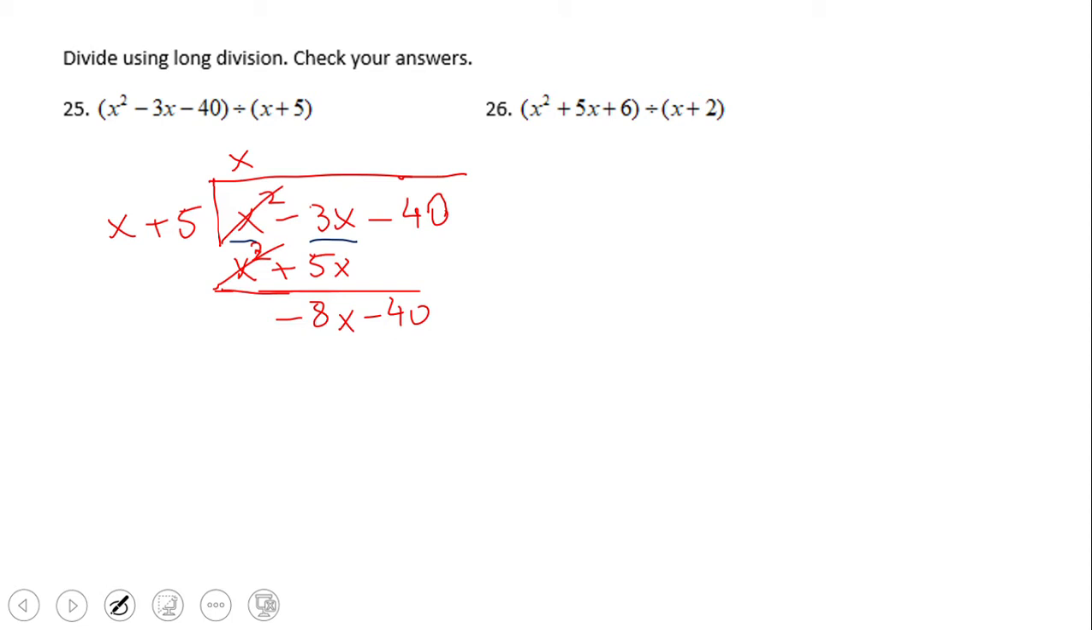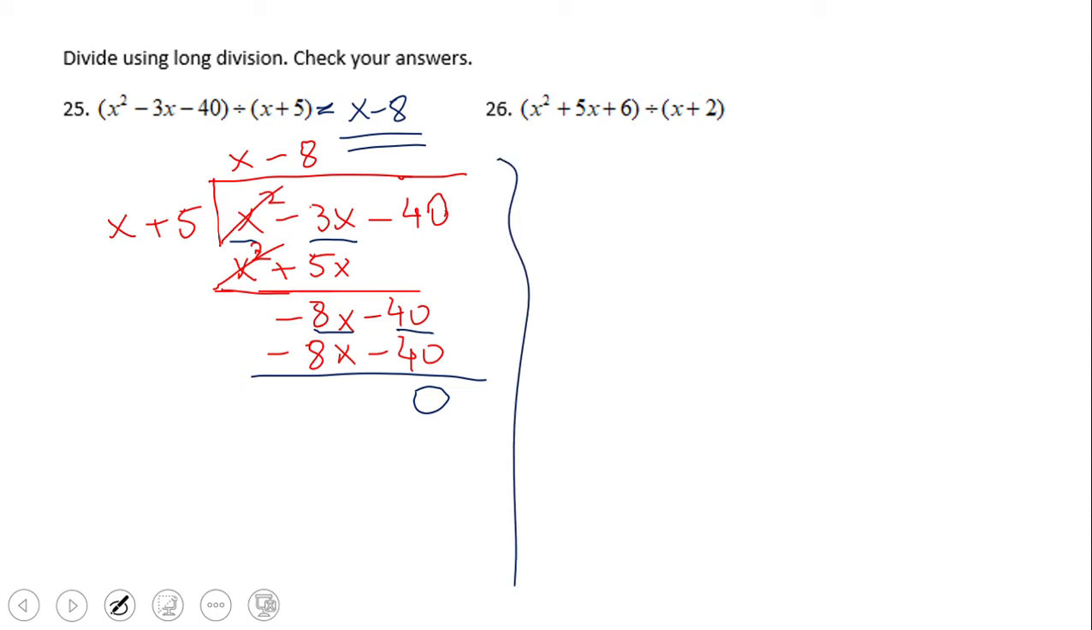Now the same story, we can use guess and check. What times x is negative 8x? Negative 8. Negative 8 times x is negative 8x. Negative 8 times 5 is negative 40. And again, don't forget, subtracting is the next step. And we get a remainder of 0. So the answer for this division is x minus 8, which tells you that this problem can be done by factoring also. Pause this video clip and try number 26.